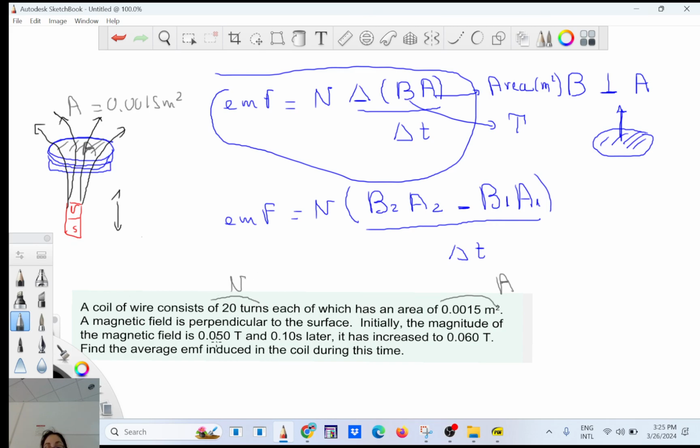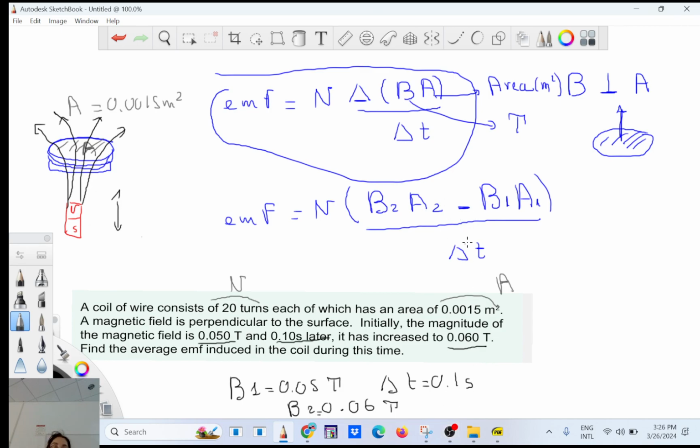Initially, the magnitude of the magnetic field is this. So that means B1 equals 0.05 T. So that will be the time elapsed. So delta T equals 0.1 second. And then the magnetic field is going to increase. So that means it will have more magnetic field lines. If you increase the magnetic field, that means you have more magnetic field lines.